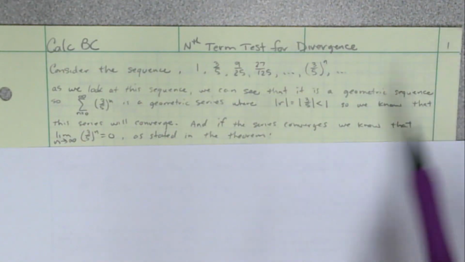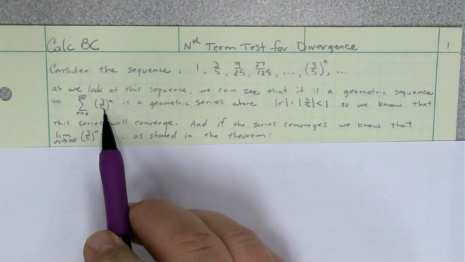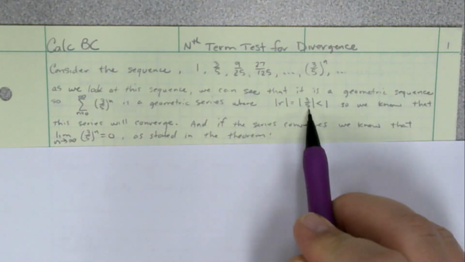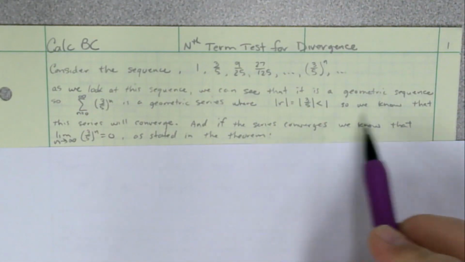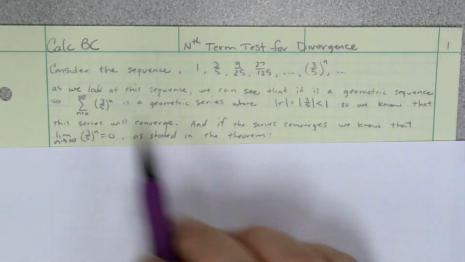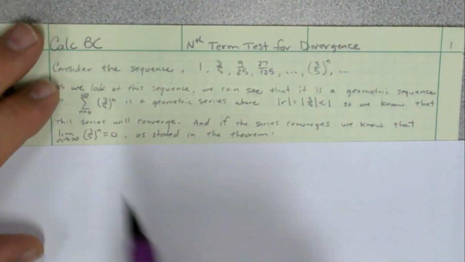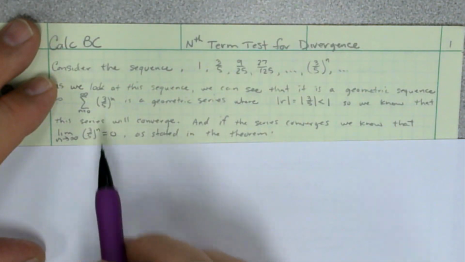As we look at this sequence, we can see that it is a geometric sequence, the sum of which is a geometric series. The absolute value of r is the absolute value of 3/5, so we have a common ratio of 3/5, and it's less than 1, so we know that this series will converge. If the series converges, we know that the limit of the nth term is 0, as stated in this theorem.